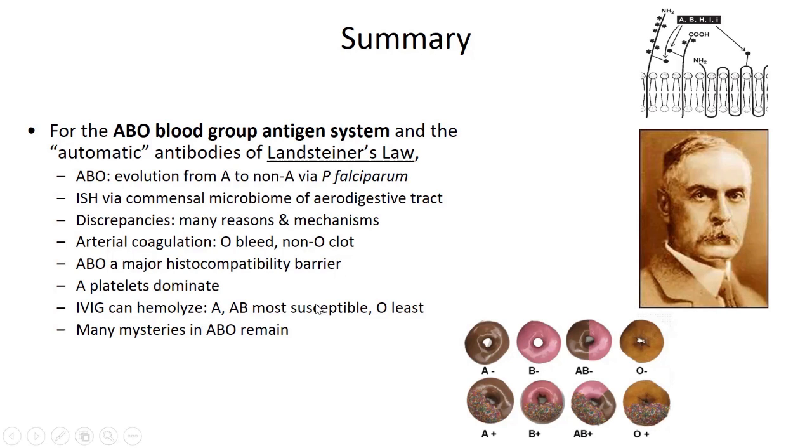IVIG can hemolyze because of its anti-A and anti-B contents. IVIG is pooled from thousands of donors, and not all brands have the anti-A or anti-B adsorbed out in the manufacturing process. A's and ABs are most susceptible to hemolysis, and O's, of course, the least because they don't express the target. And many mysteries in ABO remain.